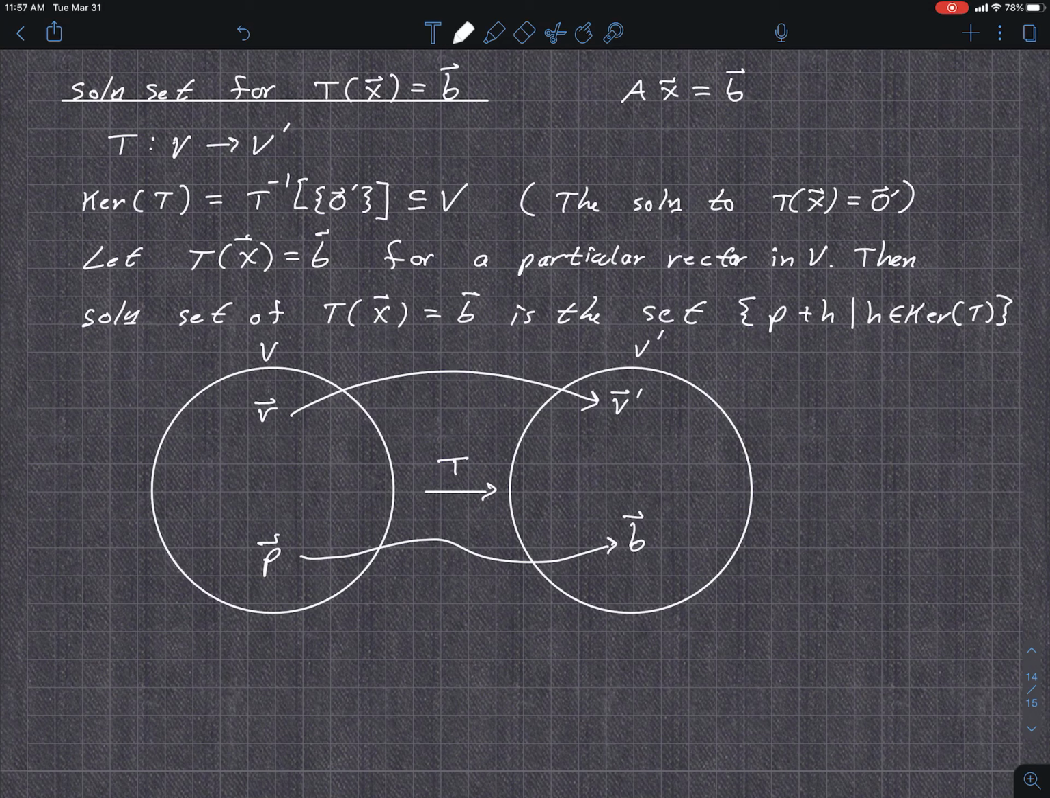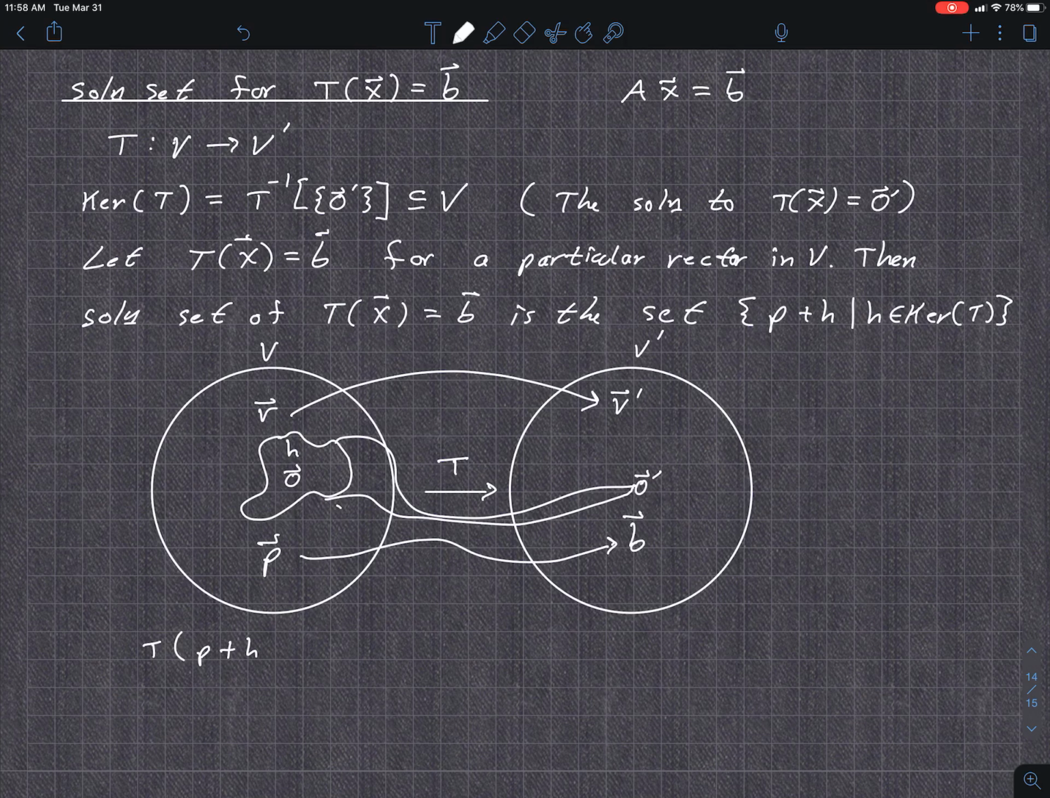So then what you also have is all the homogeneous cases. So over here is the kernel of T. So this is where you have your 0 vector and all your h's. That's going to map to 0 prime. So those map like this. That's the concept.